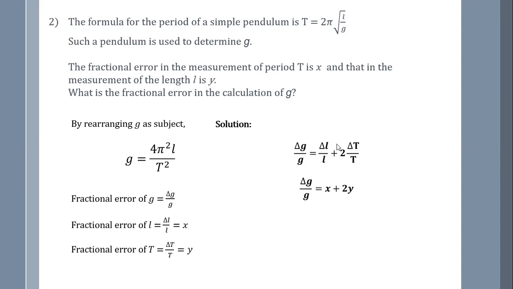Changes of G over G is changes of L over L plus 2 changes of T over T. Make sense? T is squared, so it becomes 2 changes of T over T. L has no power, so just changes of L over L. 4 pi squared is not involved because it's a constant. So this is your uncertainty.